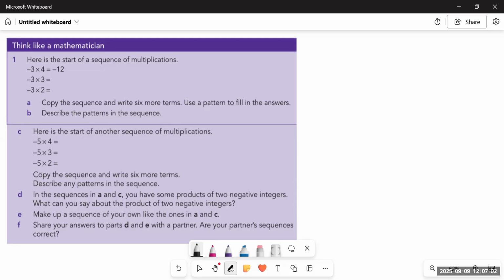So let's start with question number 1, which says, here's the start of a sequence of multiplications. So what are they doing? They have given us a set of numbers. They are multiplying every number with a common factor, that is minus 3. And every time they are writing out the answers. So they started from minus 3. Minus 3 times 4 equals minus 12. Minus 3 times minus 3 is minus 9. Minus 3 times minus 2 is 6.